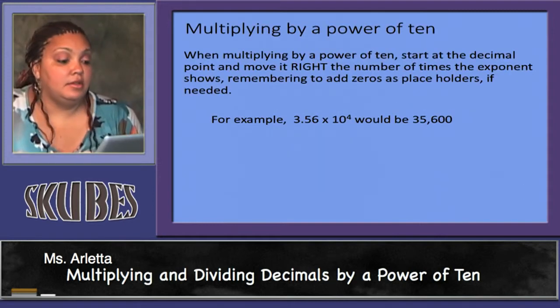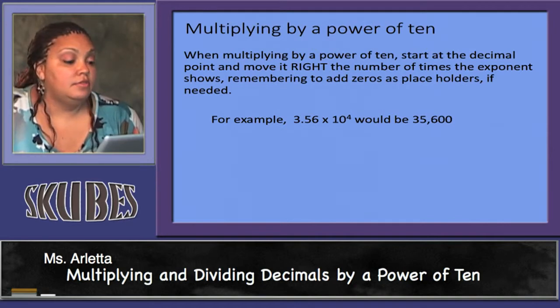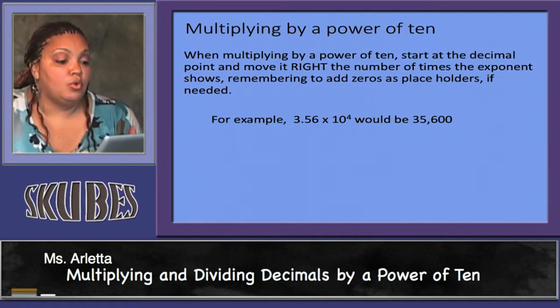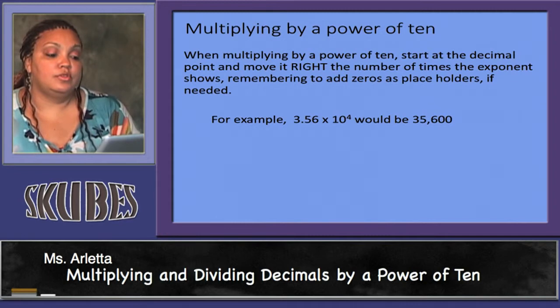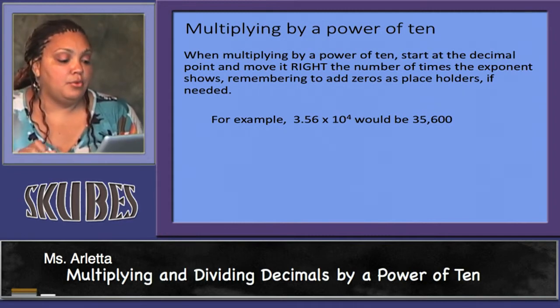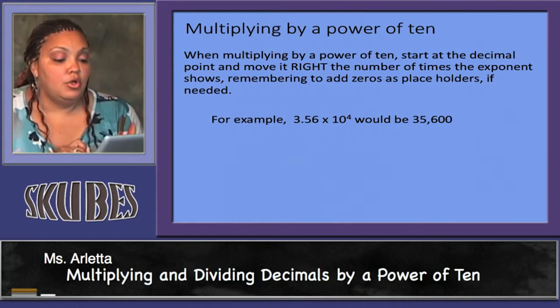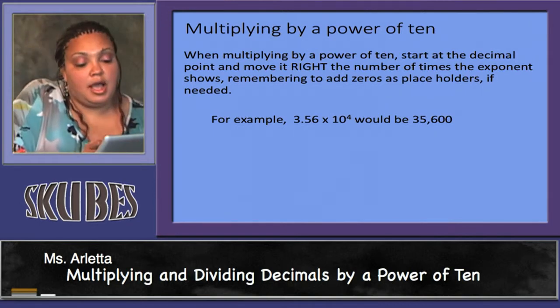I will begin by telling you what is needed to multiply by a power of 10 and to divide by a power of 10. When multiplying by a power of 10, you will start at your decimal point and you will move it to the right the number of times the exponent tells you, remembering to add zeros as placeholders if needed. For example, in the problem here, you see 3.56 times 10 to the fourth, and it would be 35,600. I will show you how.